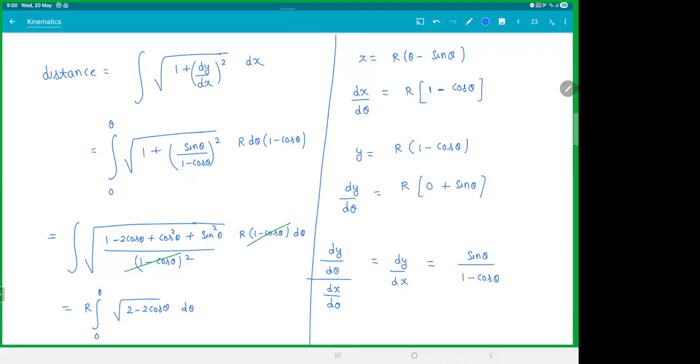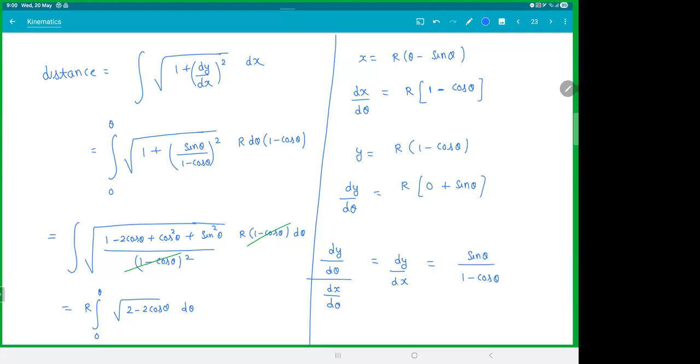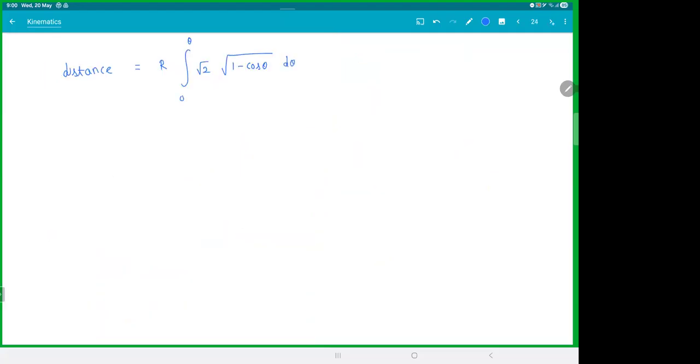Any doubts still here? It's a little lengthy, and then you have to just integrate that. So distance will be r into integral root 2 root over 1 minus cos theta d theta from 0 to theta. Now there is no direct way to integrate this, but we know something.